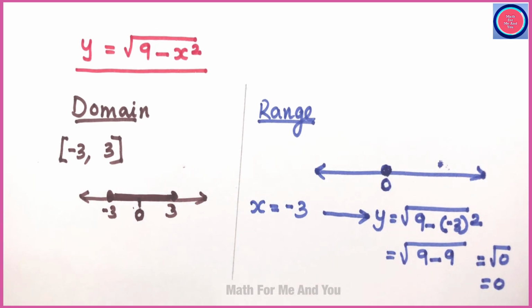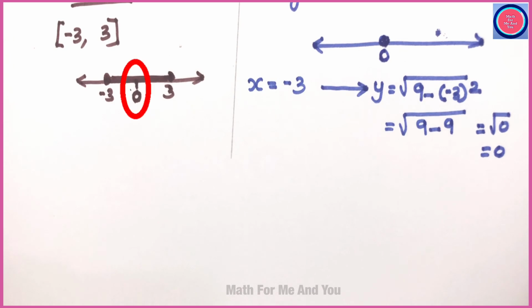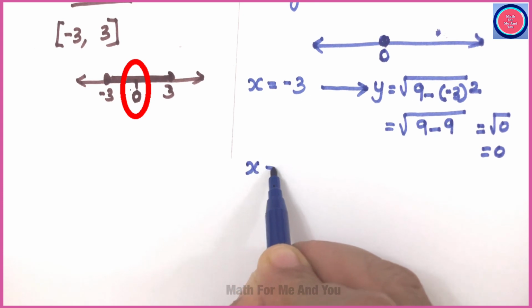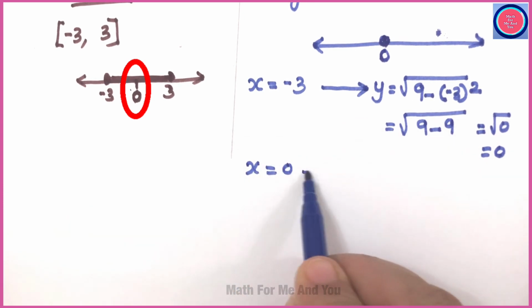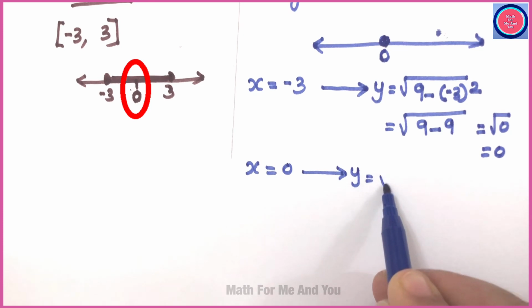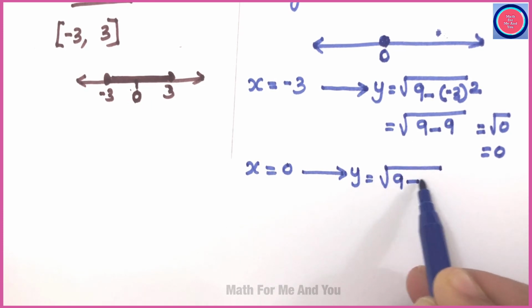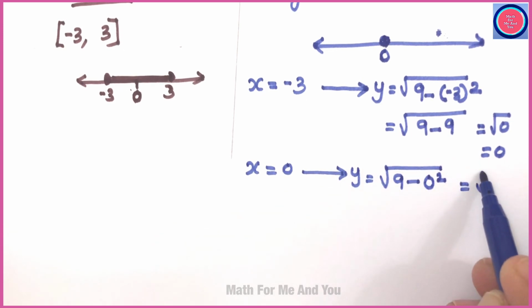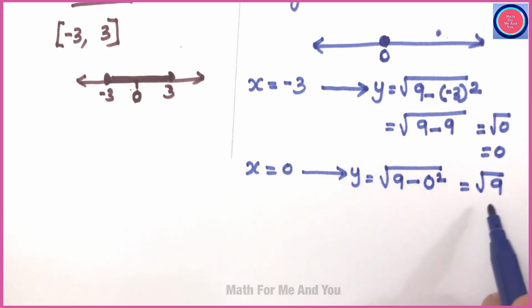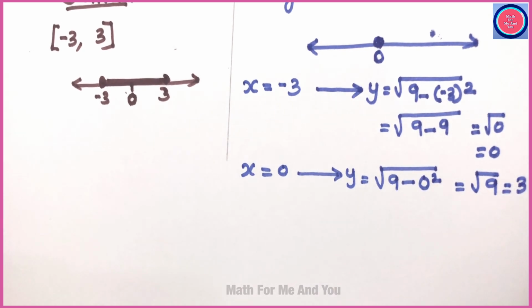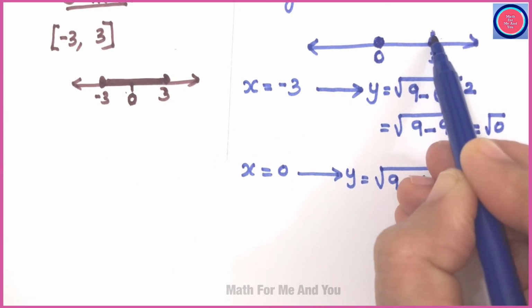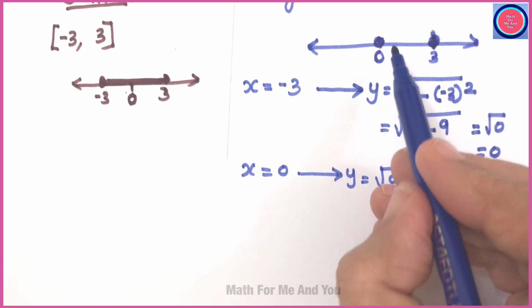Now give the middle value for x. x equals 0. You can see the middle value of x is 0. What answer do we get for y? y is equal to the square root of 9 minus 0 square. That is equal to root 9 and that is 3. So color 3. Mark 3 and close that in the number line. y takes the values from 0 to 3.